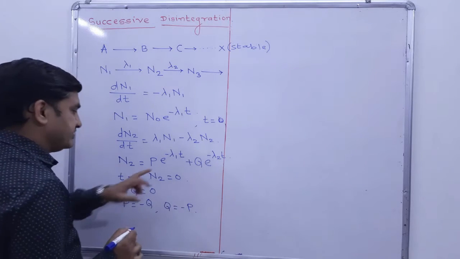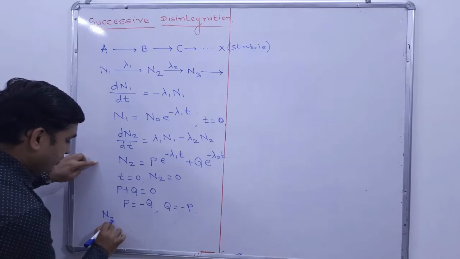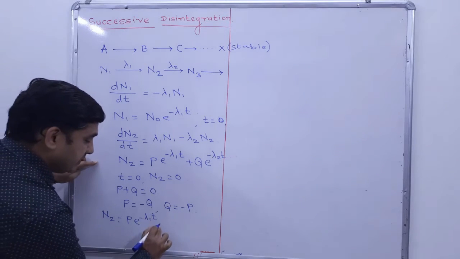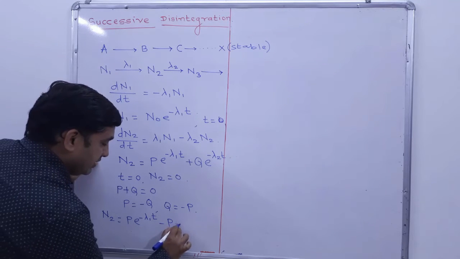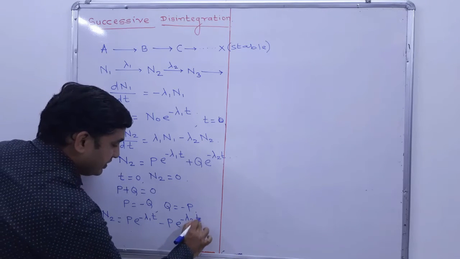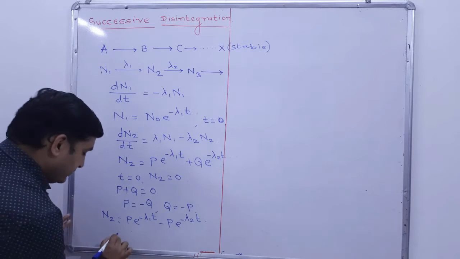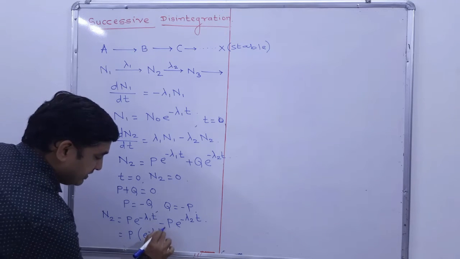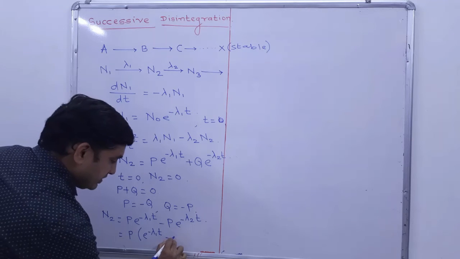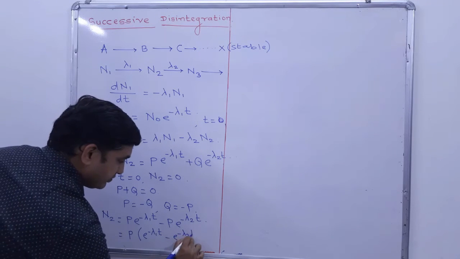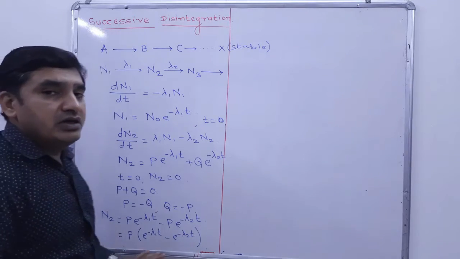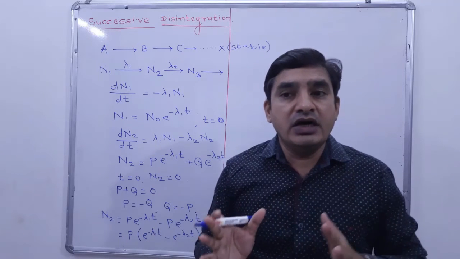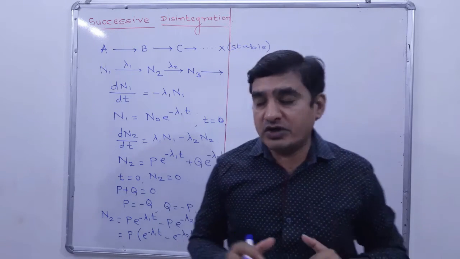We can represent it like this, and therefore N2 is equal to p into e raised to minus lambda 1 into t minus p into e raised to minus lambda 2 into t. Taking p common, we get p in bracket e raised to minus lambda 1 t minus e raised to minus lambda 2 t. Now, the rate of disintegration of a daughter.